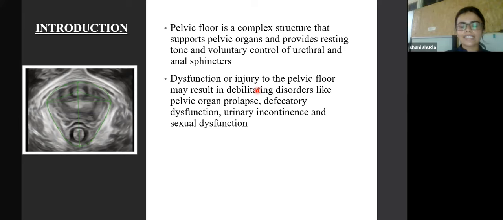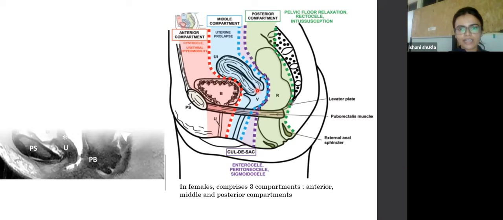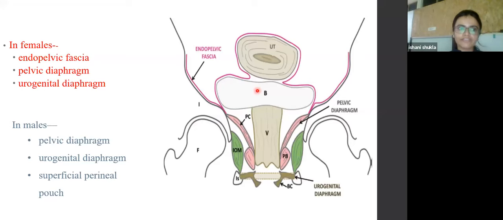and sexual dysfunction. So the anatomy, as we already know, in females there are three compartments, whereas in males there are two compartments. And the fascia in females, the endopelvic fascia from superior to inferior, there's pelvic diaphragm and urogenital diaphragm. Whereas in males, pelvic diaphragm, urogenital diaphragm, and superficial perineal pouch.